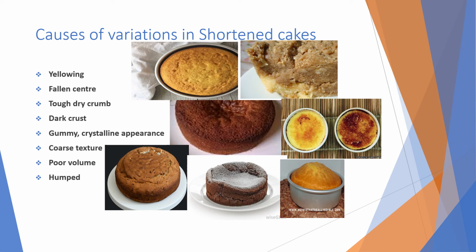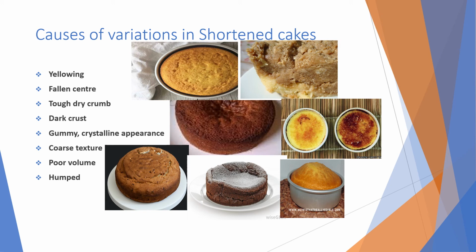Causes of variations in shortened cake. The variations you can see here could be yellowing or fallen center. The cake could be dry and tough. It could have a dark crust. It can be gummy, with a crystalline appearance and coarse texture. It may have poor volume or be humped. What could be the possible causes of these variations? Let's have a look over it precisely.